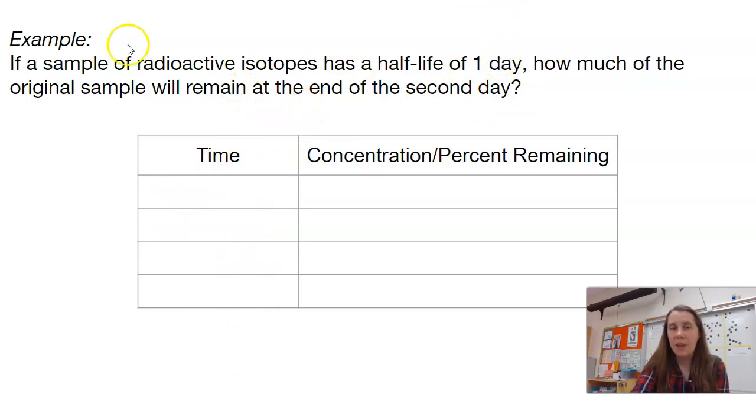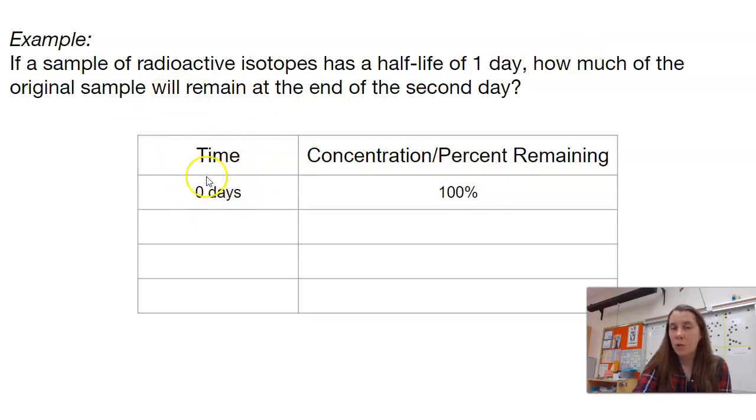And then this didn't give us an amount of stuff, so we would just assume, if we're trying to find how much is left, that we started with 100%. Okay, so at 0 days, that would be when our experiment begins, we have 100% of our sample. Okay, so if it had given us a starting concentration, that's what would go here. All right, at the end of 1 day, we have half of that left because 1 day is our half-life, and then it would go down by half each time.